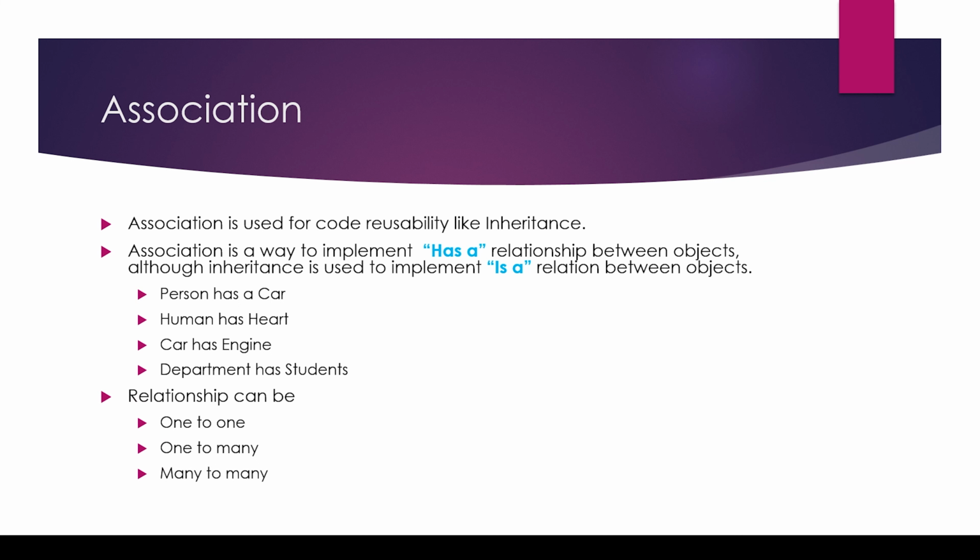So the relationship can be like one to one, one to many, or many to many. So there are different kinds of relationships between the objects. So association has two types. One is composition and the second type is aggregation.